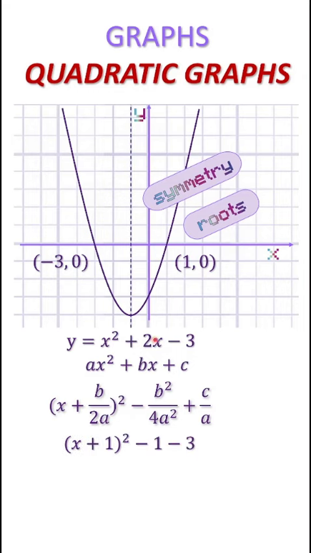For this graph, that's going to be half of 2, which is 1, square that and subtract it, and then subtract c there. The turning point has coordinates -1, -4, which you can see does match up with the graph.